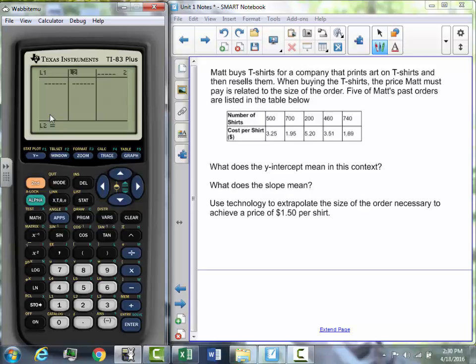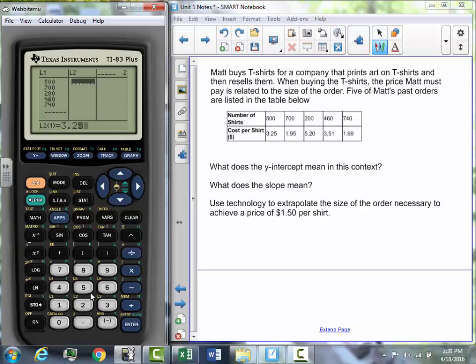Okay, next step, we need to type some data in. So what we're gonna do is the first column is gonna go all down L1. So that'd be like 500, 700, 200, oops, not 2000. Don't mistype something. That really screws things up. 460 and 740. So put that down the first axis. And then go over to the next one and type in the second column.